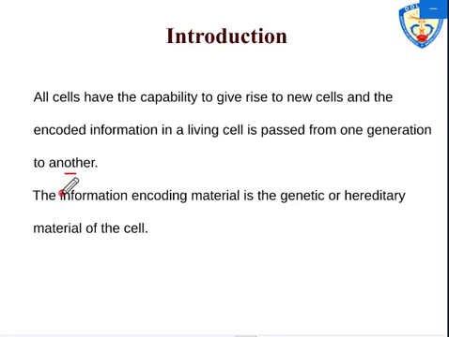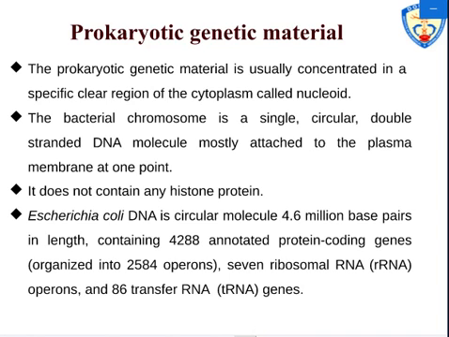So what is this information? This information will be regarding the structure, function, overall development and differentiation of a living organism. And we all know this information is encoded in the genetic or hereditary material of the cell. Now, how is the genetic material in prokaryotes as well as eukaryotes? Where is it located? How is it concentrated in the cell?